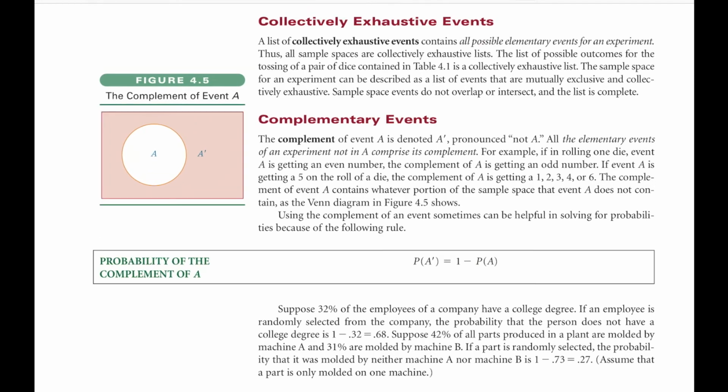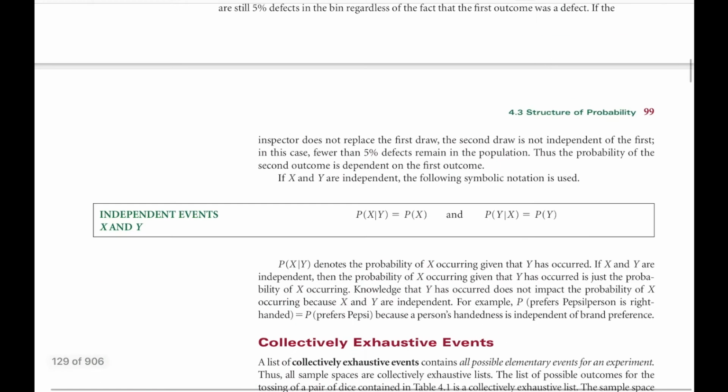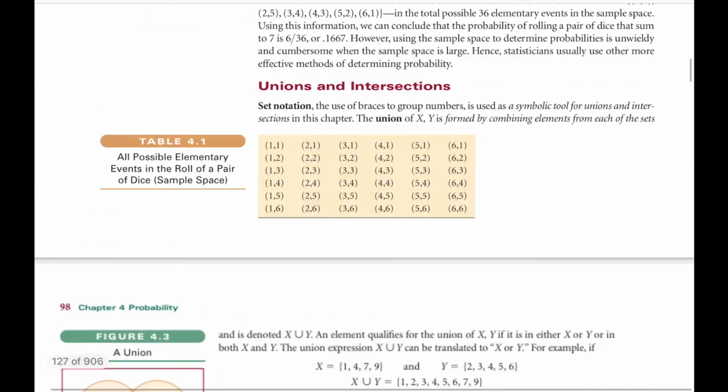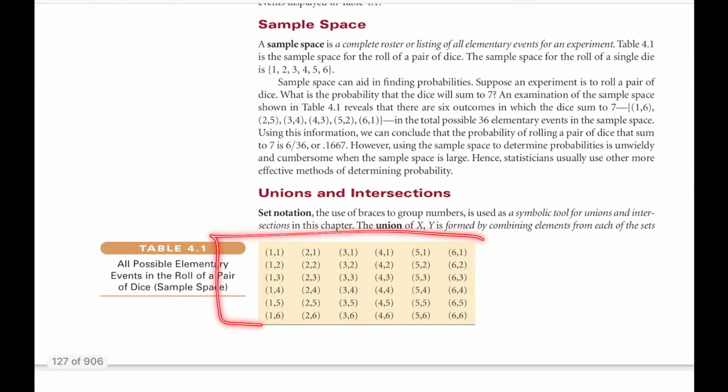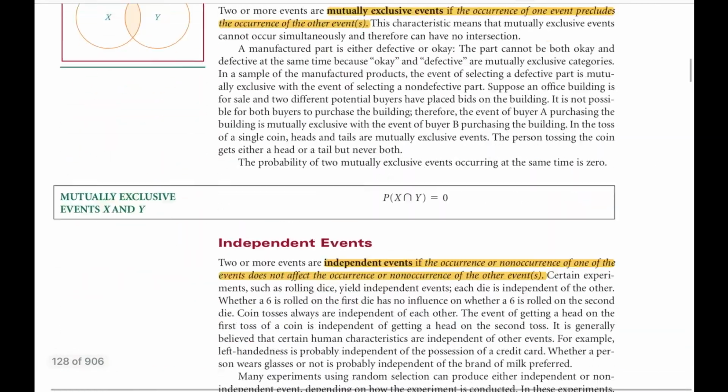Another term is collectively exhaustive events, which contain all the possible elementary events from the experiment. So the sample space that we had seen above, the table we just showed, is that only. Okay.